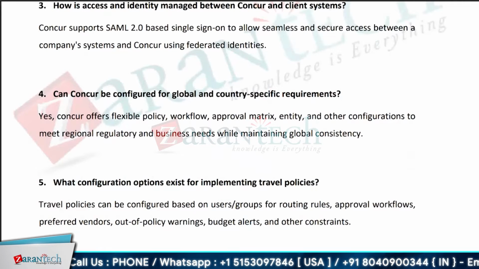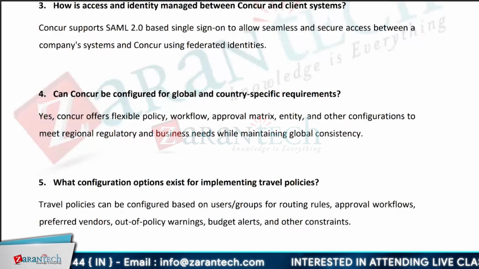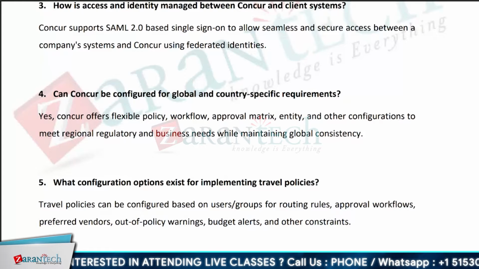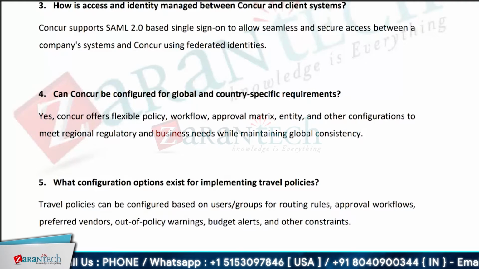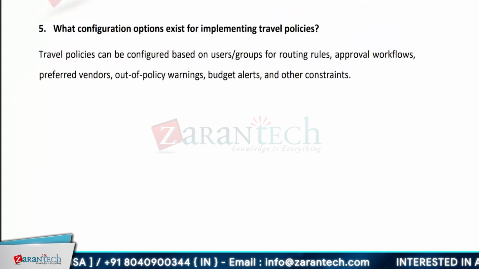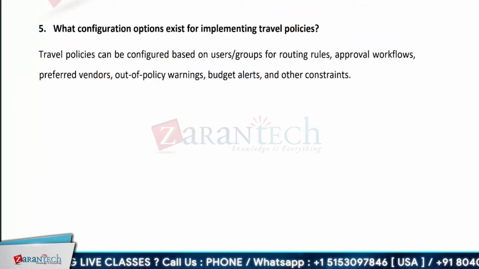Can Concur be configured for global and country-specific requirements? What would you say? Yes, it definitely is. For every country we can configure. Correct. Concur offers flexible policy, workflow, approval matrix, entity, and other configuration to meet regional regulatory and business needs while maintaining global consistency. What configuration options exist for implementing the travel policies? Travel policies can be configured based on user or group for routing rules, approval workflows, preferred vendors, out of policy warnings, budget alerts, and constraints. Is it clear?